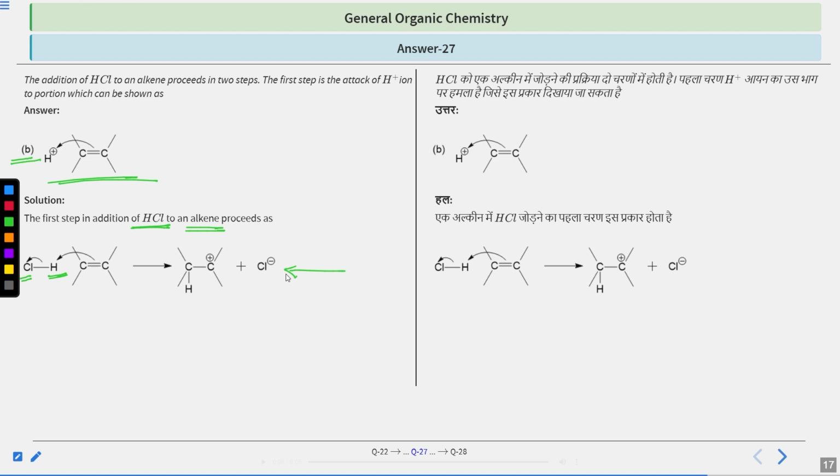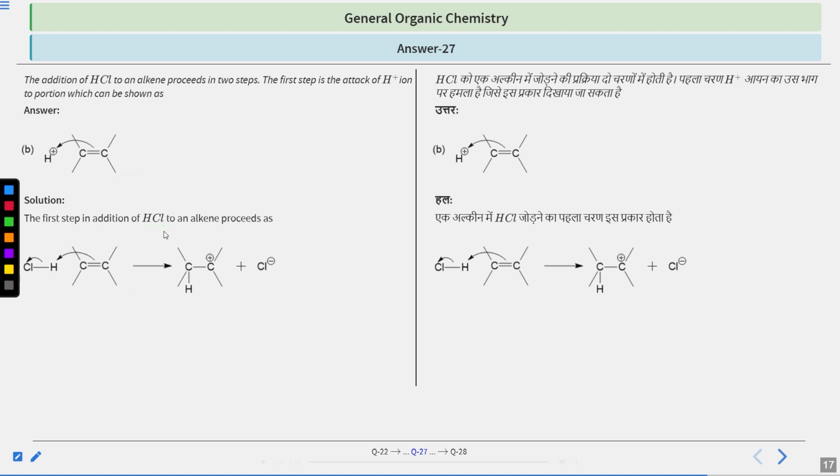After the first step, this is the process. The first step process is this addition of HCl to alkene, and thus option B is the correct answer, which shows the correct step of attacking of H positive ion to the portion of the alkene.